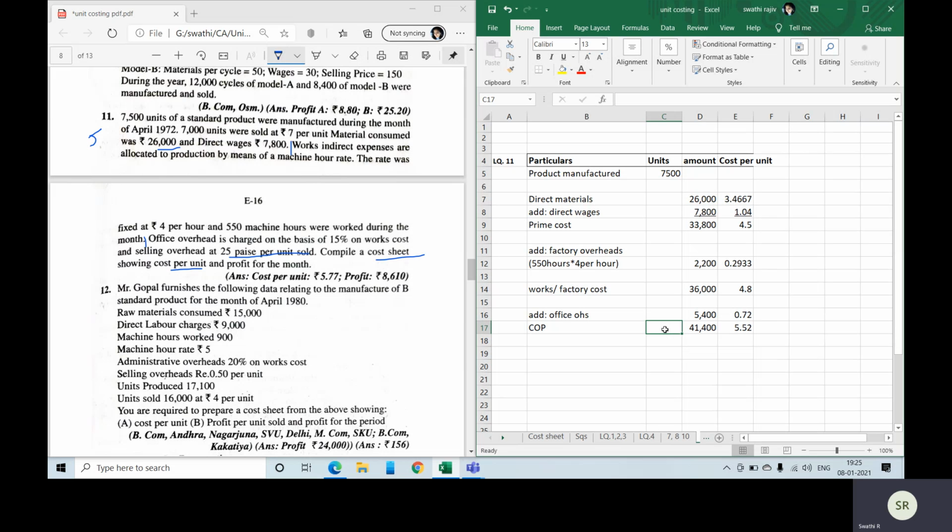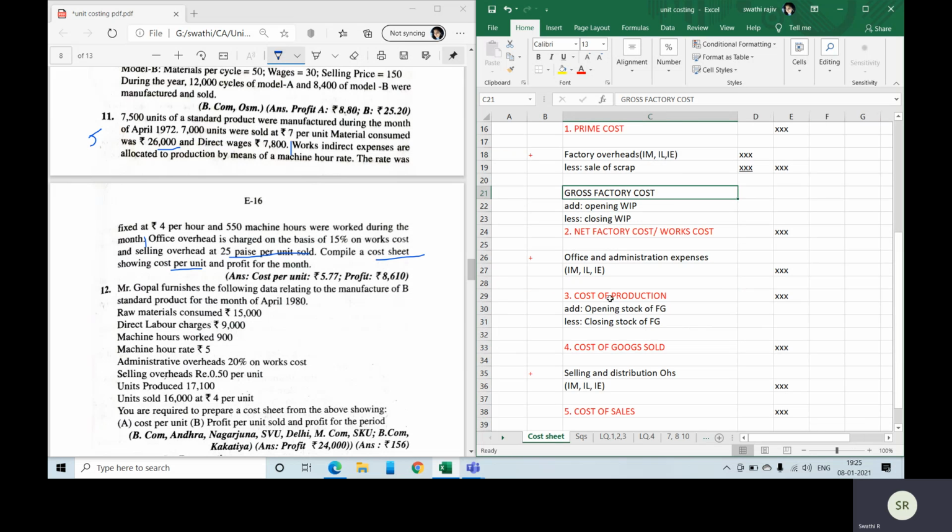So far, how many units have you produced? I'm writing the same thing, 7,500 units at 41,400, and the cost per unit of adding all these things together is 5.52. Now comes our selling. If you look at your cost sheet, after cost of production and before cost of goods sold, what is the difference? What do we have to check for?